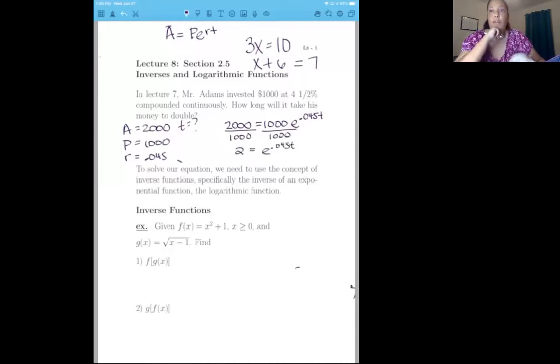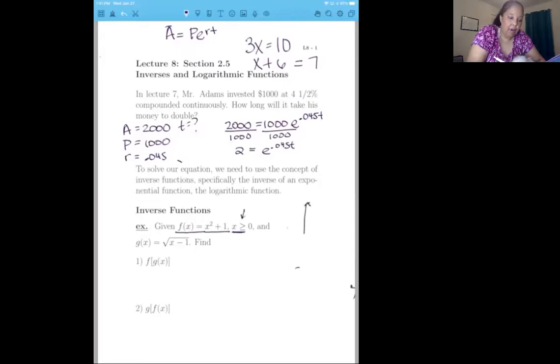But how do I solve for t? I have to have some inverse of an exponential function. First let's talk about inverses, and then we'll talk about the inverse of that exponential function. Let's take a look at these two functions. I have f of x equals x squared plus 1 for x greater than or equal to 0. So not the entire thing.